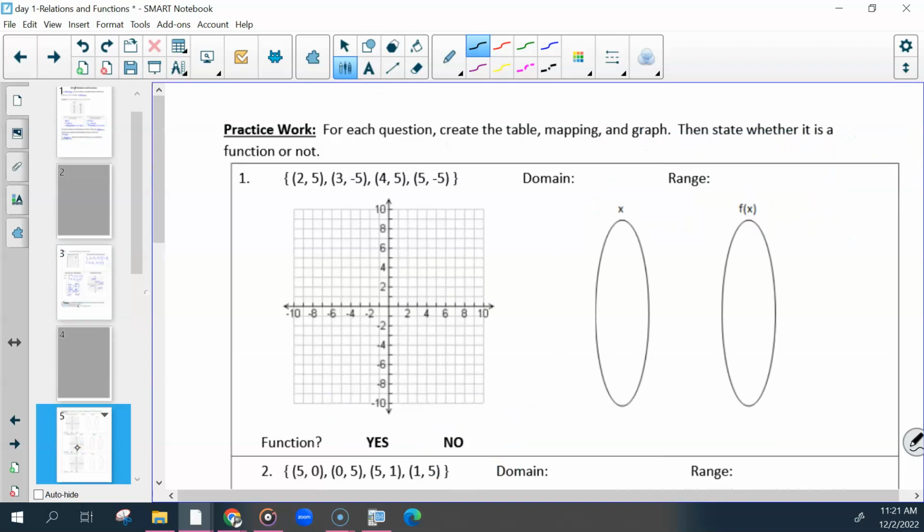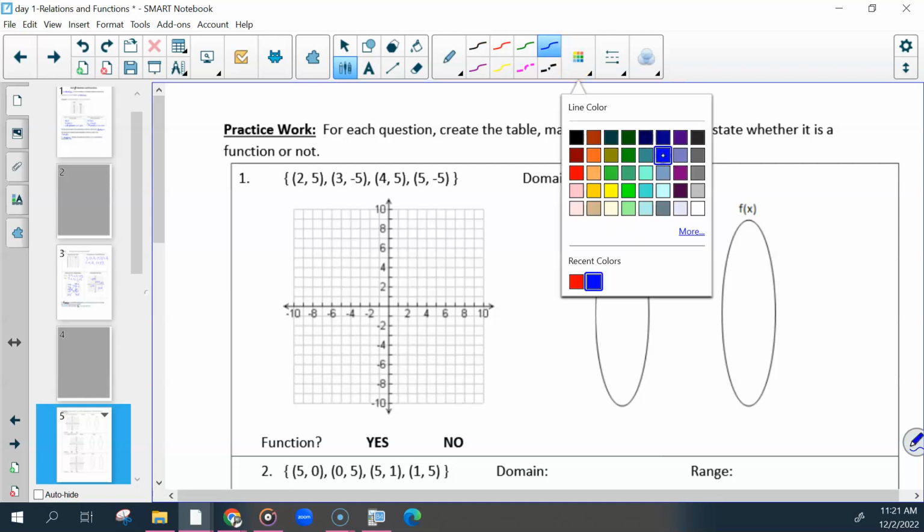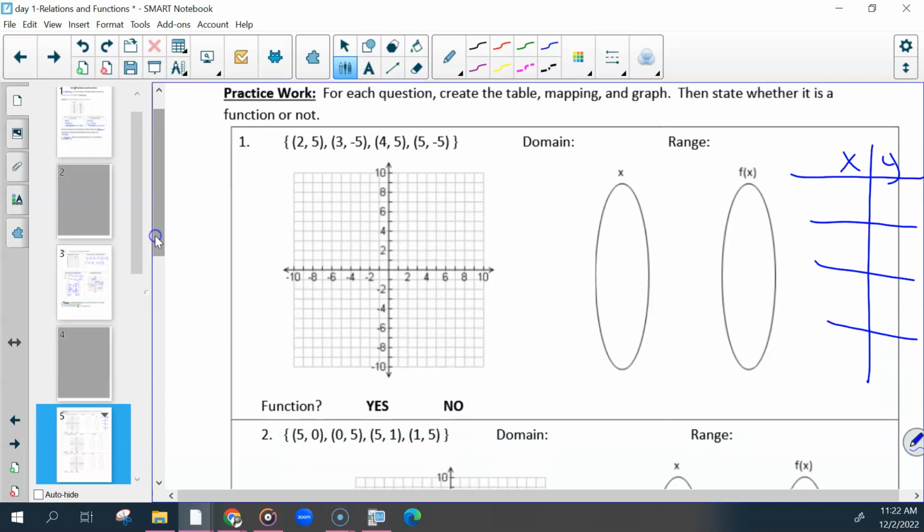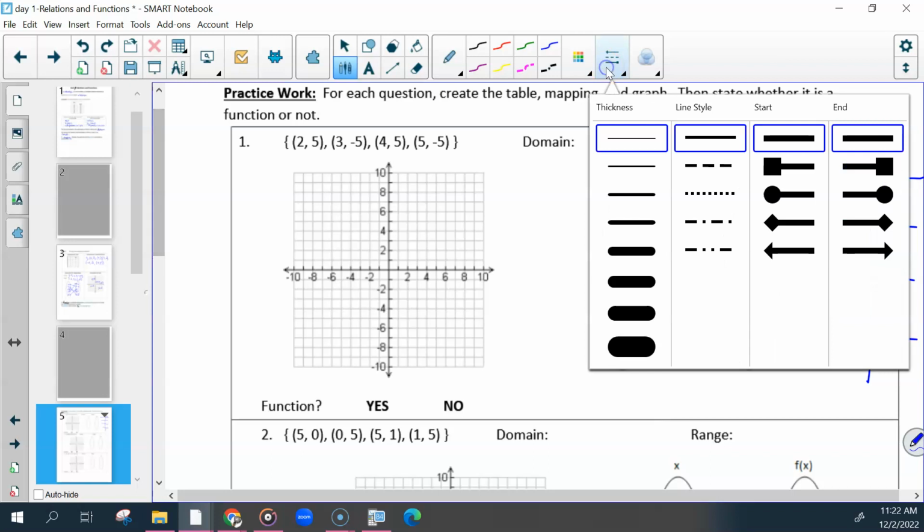Right, so we're going to do two of these examples together, and then I'll let you do the last one. The table was supposed to appear on this also, but it didn't. So on the side, draw a table. So now we're given the set of ordered pairs. We have to create the graph, create the mapping, create the table, and then determine if it's a function or not. That question can really be answered at any point in time. So I'm going to start off with the graph. Again, I'm going to label mine. You don't have to do that.